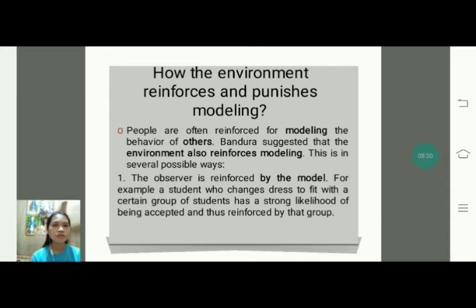So let's proceed to how the environment reinforces and punishes modeling. People are often reinforced for modeling the behavior of others. Bandura suggested that the environment also reinforces modeling in several ways. Number 1, the observer is reinforced by the model. For example, a student who changes dress to fit with a certain group of students has a strong likelihood of being accepted and thus reinforced by that group.